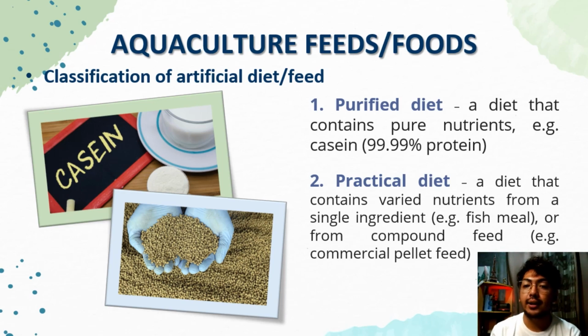Number two, we have the practical diet. This is a diet that contains varied nutrients from a single ingredient, such as fish meal, or from a compound feed, like commercial pellet feed. And there are terms that one needs to understand to formulate a practical fish diet. These are the crude protein level, the energy level, either expressed as metabolizable energy or digestible energy, and specific amino acid levels, crude fiber level, and ash level.